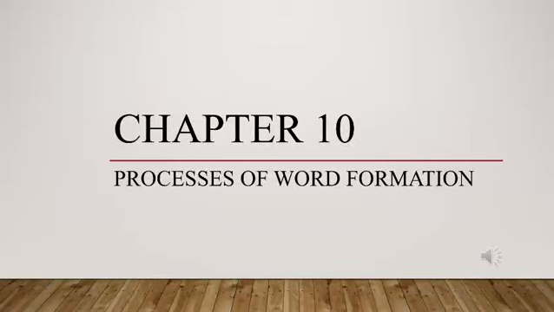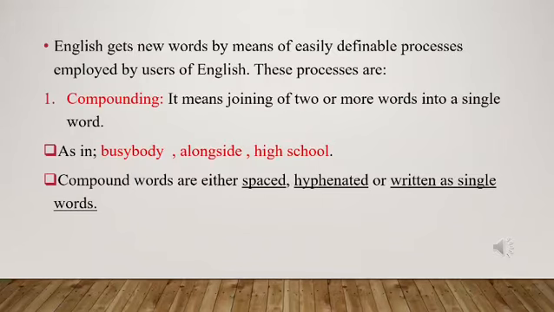Today we are going to talk about chapter 10, which deals with the processes of word formation in Stageberg's book, An Introductory English Grammar. English gets new words by means of easily definable processes employed by users of English. These processes are: first, compounding.